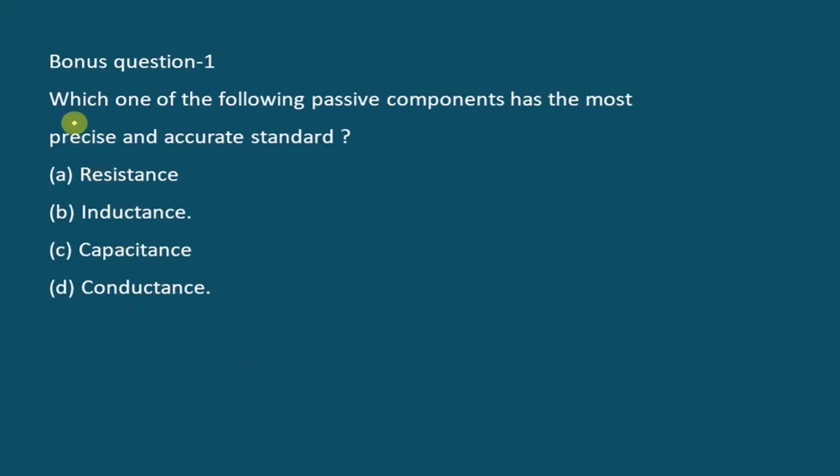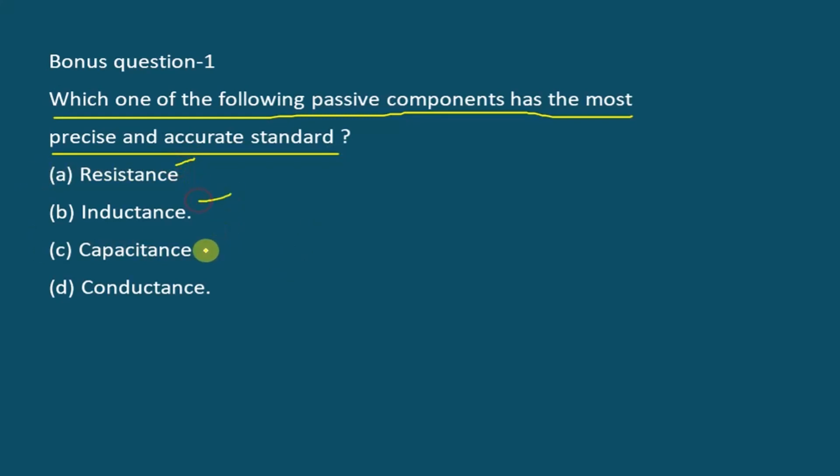So this is the first bonus question. The question here is asking: which one of the following passive components has the most precise and accurate standard? The options given are resistance, inductance, capacitance and conductance.